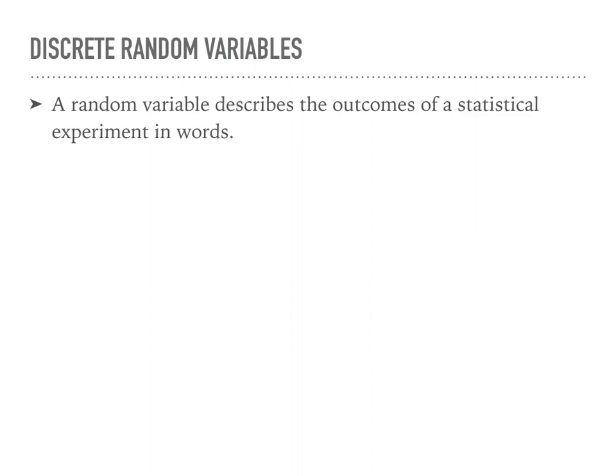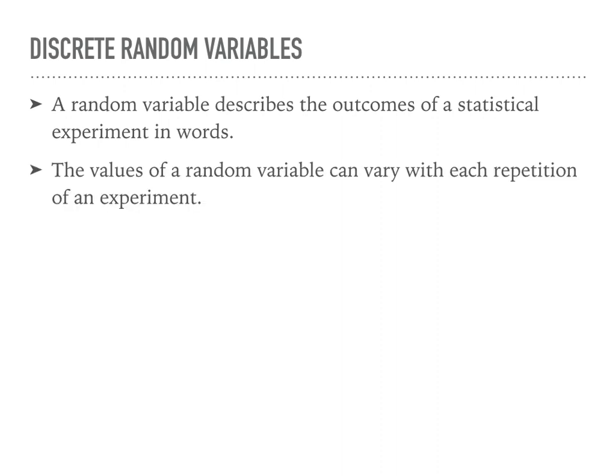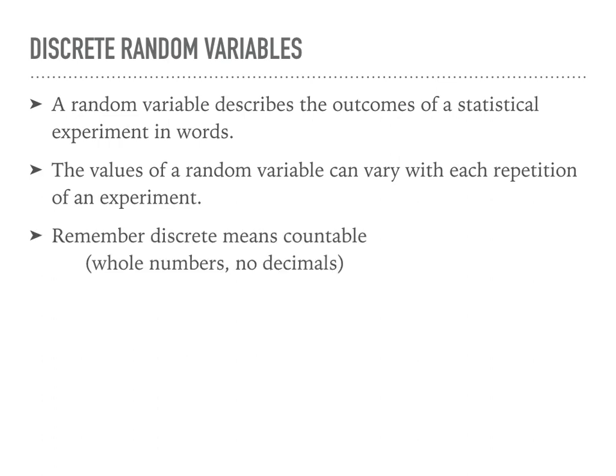So, discrete random variables. A random variable describes the outcomes of a statistical experiment in words. The values of a random variable may vary with each repetition of an experiment. Remember, discrete means countable, so whole numbers, no decimals.